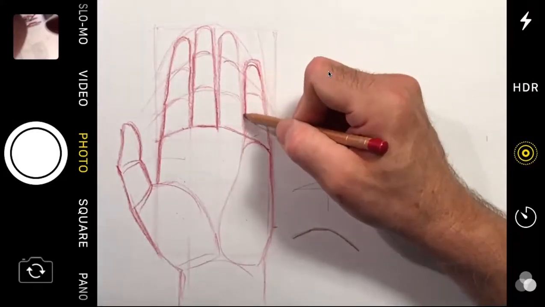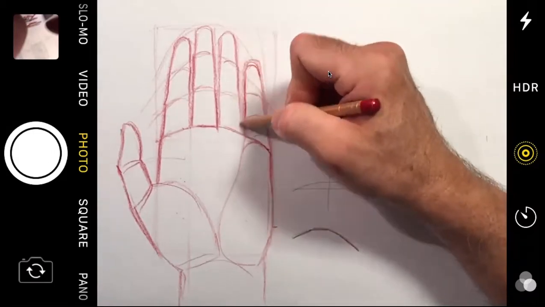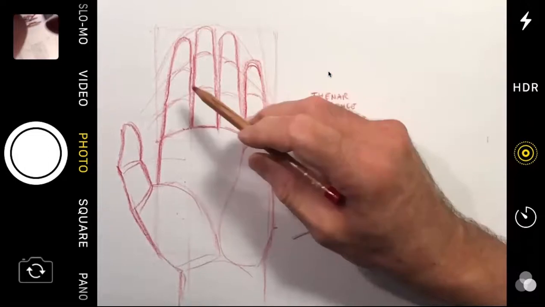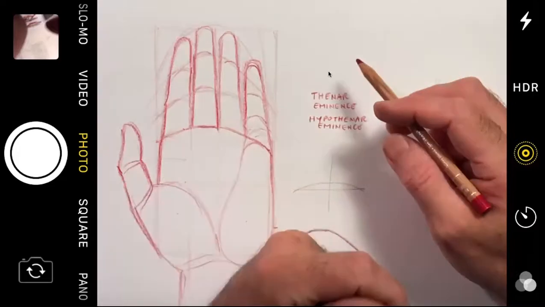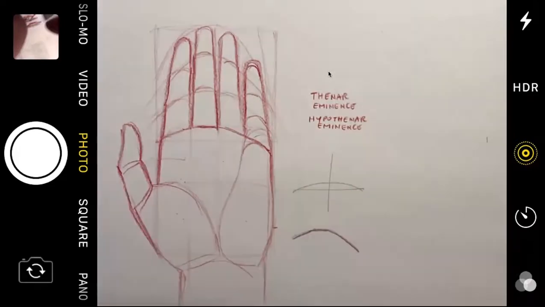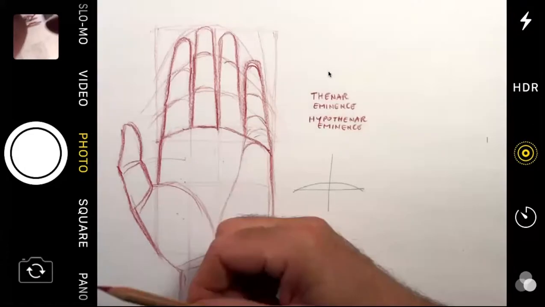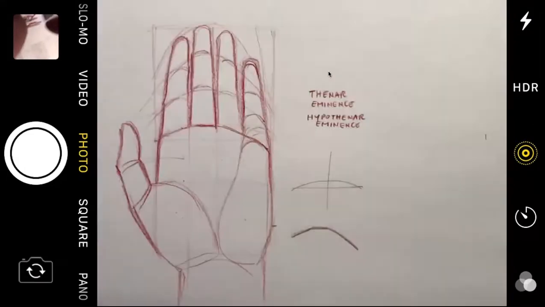But again, as an exercise, draw your hand from a dorsal view like this and from the palmar view, right? Dorsal view and palmar view, just to practice. So you start measuring these typical proportions, right? So now, you guys ready? You need some more time?